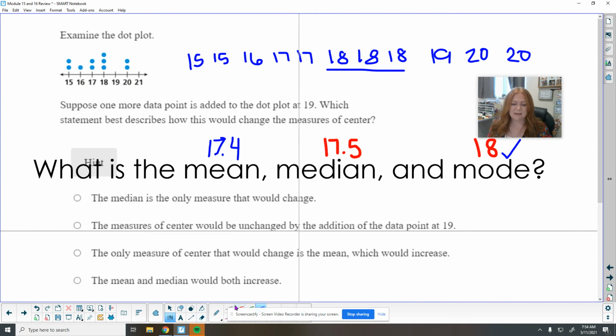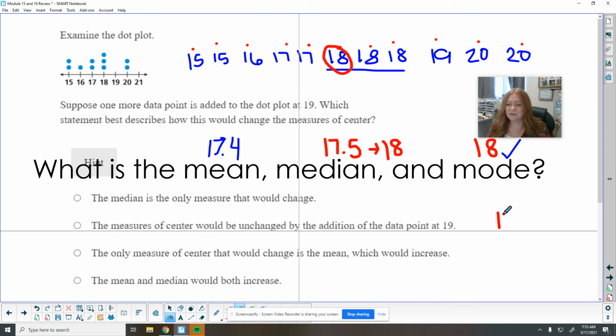My median, let's see. So I added a number here. It could shift it a little bit bigger depending on how the numbers fall. So we had 15 to 20, 15 to 20, 16 to 19, 17, 18, 17, 18. So it did shift it up just a tiny bit.